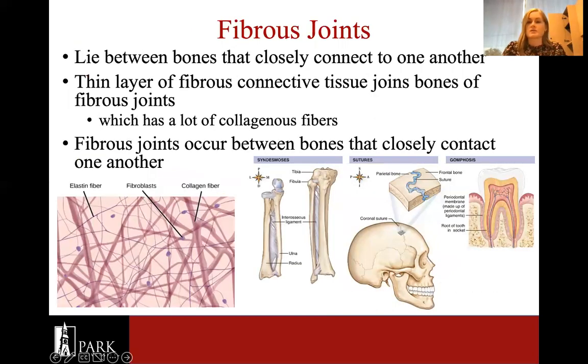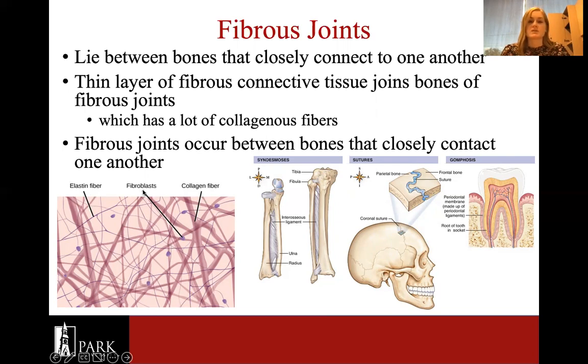Starting off with our first classification, the type of materials that our joints are made of, our fibrous joints. These lie between bones that closely connect to one another. They have a thin layer of fibrous connective tissue that joins them together, with a lot of collagenous fibers, which is what you see in this left side picture, where it has all these little stringies. You can see it has that collagen fiber, which is that very thick fiber, and then it has some of that elastin fiber, which is the elastic part.